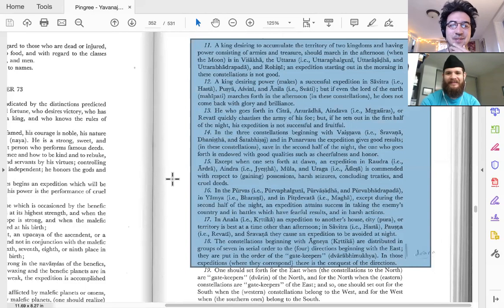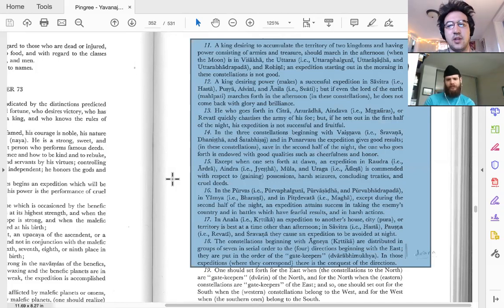Yeah, and it seems like he also mentions tithis a little later on too. Yes, which we've never seen before. He starts mentioning tithis in Shloka 26. I'm sorry, continue. Yeah, so Shloka 26 of this chapter.